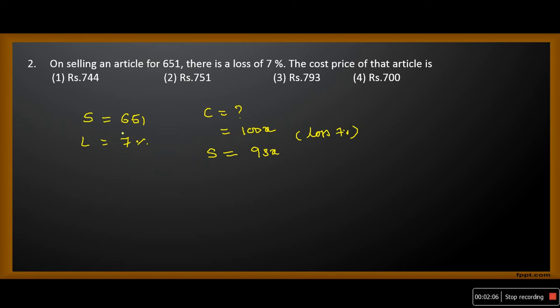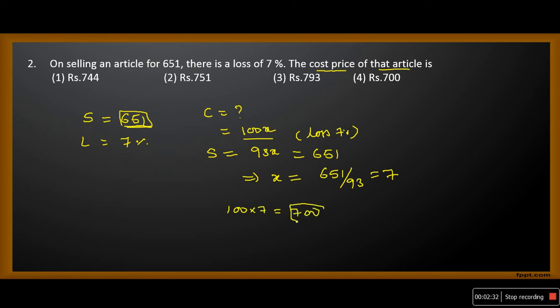But according to the problem, what is the selling price given? 651. 93x is equivalent to 651, implies x is equivalent to, on simplification, 651 by 93, which is equal to 7. The question here is the cost price of that article. What is the cost price we assumed? 100x. What is the value of x? 7. So 100 into 7, which is equal to 700. So 700 is the answer. Option 4.